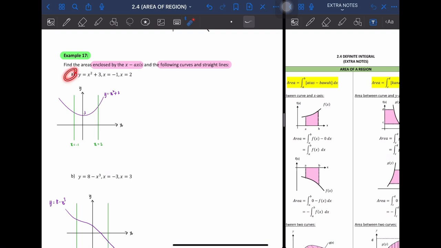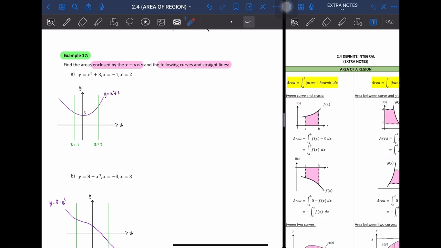Okay, so for A, disuruh kita lukis this curve. So the purple one saya dah lukis dah. And then this line x equal to negative 1, yang ni, and x equal to 2. So now we want to find the area of region bounded by this all condition. Okay, so tips there I will use highlight. Okay, highlight to see which part of the region that they want.